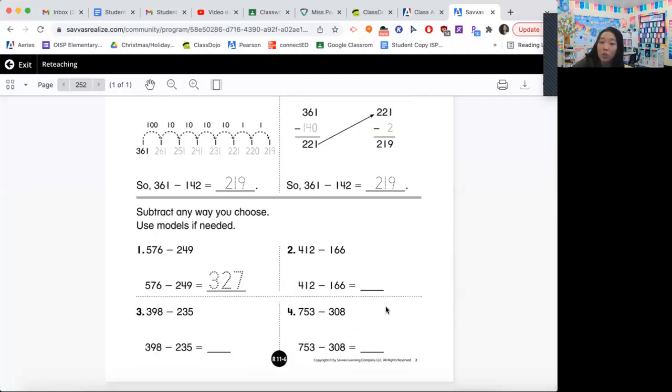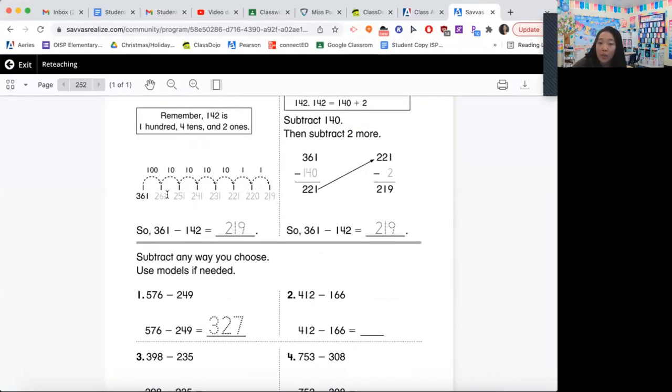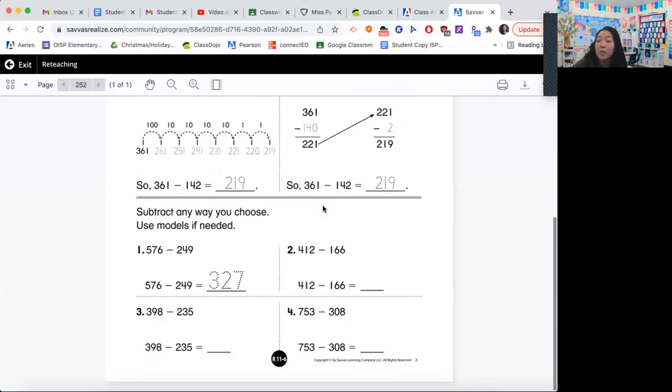Subtract any way you choose, use models if needed. So I'm going to show you guys this way first. Then I'm going to show you guys 2 different strategies of this way, and then I'm going to use models. Okay, so I'm going to first show you this way with question number 1.